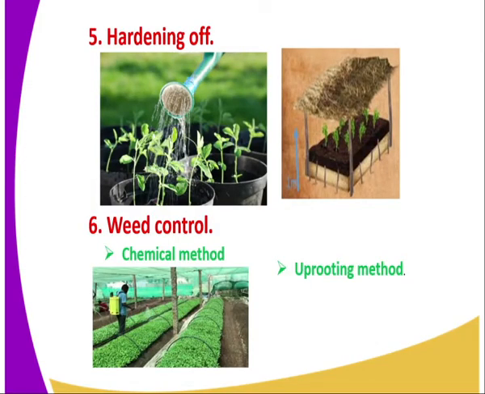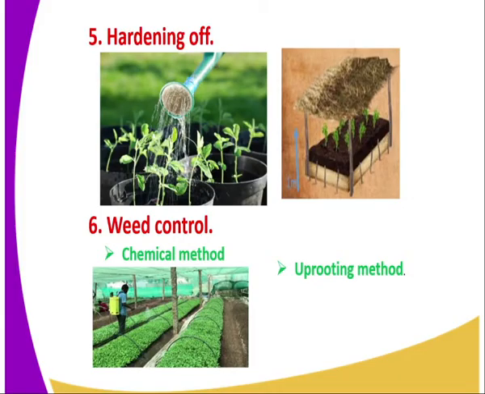Then we have hardening off. Hardening off entails the regulation of watering. For example, if you are watering in the morning and in the evening, you end up reducing the number of times, you can decide to be watering only in the morning, so that you can train the crop to adapt to the ecological temperatures or conditions of a given area. Then we have the other one, the removal of the shade, so that you can train them so that they can become hardy, and therefore they will not be affected upon transplanting. They will have adapted to the ecological environment of a given area.